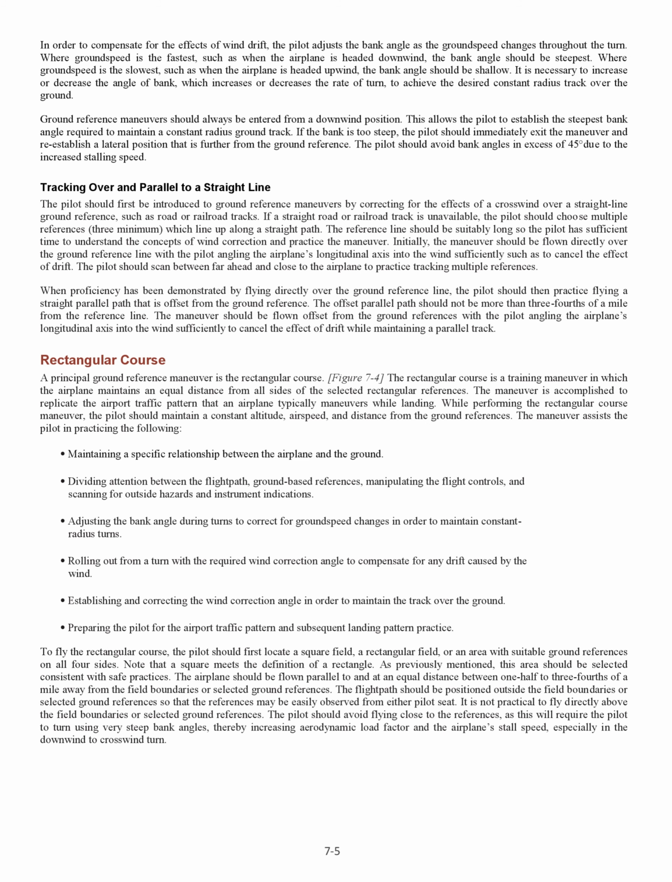To fly the rectangular course, the pilot should first locate a square field, a rectangular field, or an area with suitable ground references on all four sides. Note that a square meets the definition of a rectangle. As previously mentioned, this area should be selected consistent with safe practices. The airplane should be flown parallel to and at an equal distance between 1/2 to 3/4 of a mile away from the field boundaries or selected ground references.